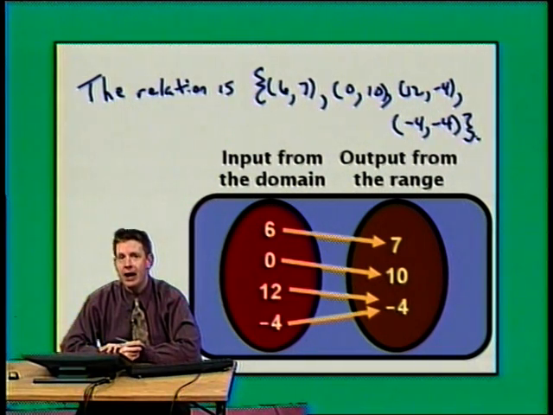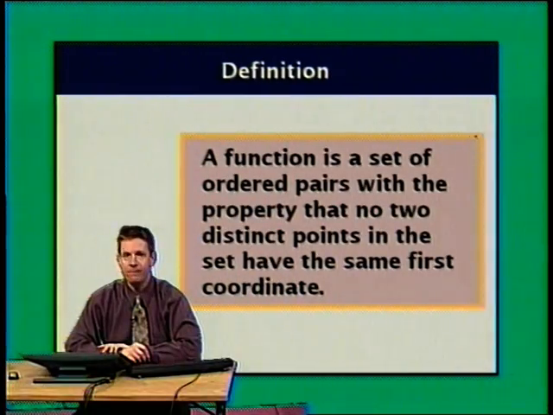In this relation, every input from the domain was mapped to only one output from the range. This type of relation is called a function. In the last diagram, negative 4 was mapped to two different outputs from the range. That relation was not a function. Let's go ahead and formally define what I mean by this word function. A function is a set of ordered pairs with the property that no two distinct points in the set have the same first coordinate.